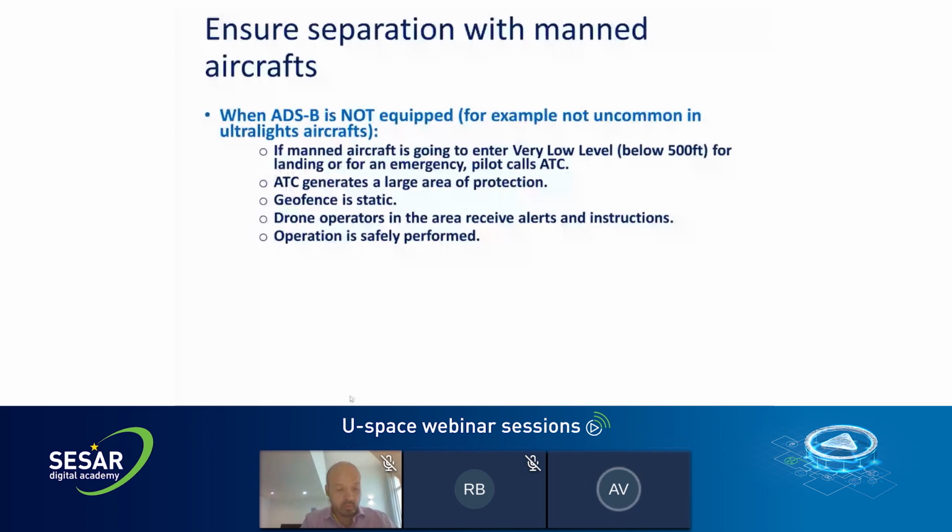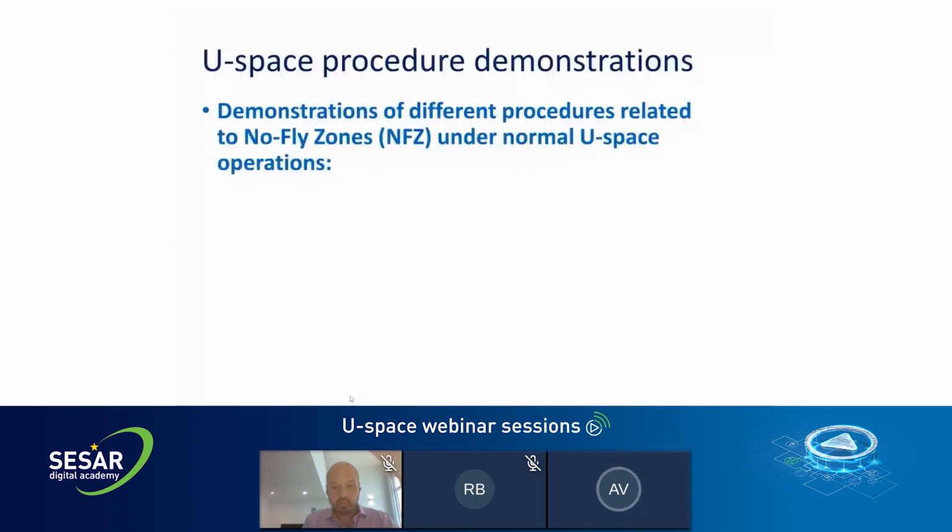It's true that with the first option, the use of the airspace is more efficient, but you have to ensure that you receive this information through U-space. The second set of results that I would like to comment on is about different procedures that we have developed related to no-fly zones under VLL U-space operations.